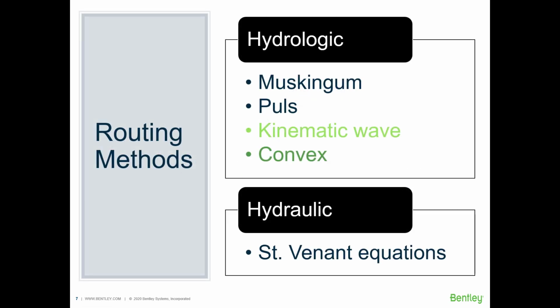Okay, so when I first showed you that animation of unsteady flow, I mentioned that there are different routing methods, right? I mentioned the hydrologic or hydraulic. And I mentioned how the hydrologic is a simplified version.